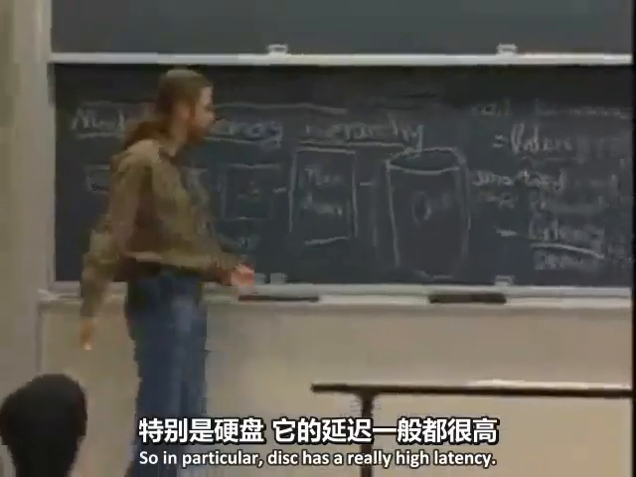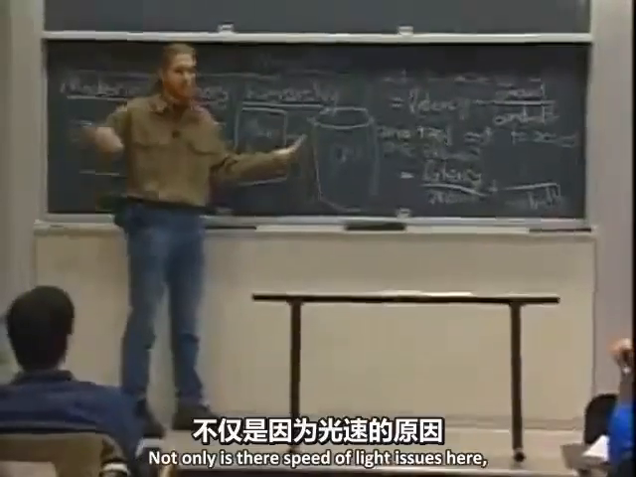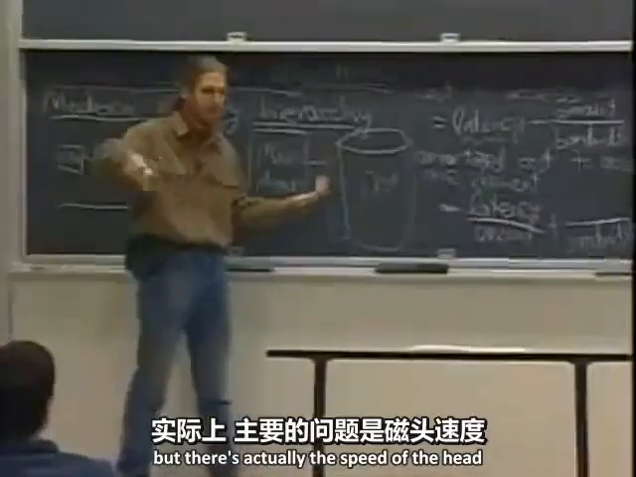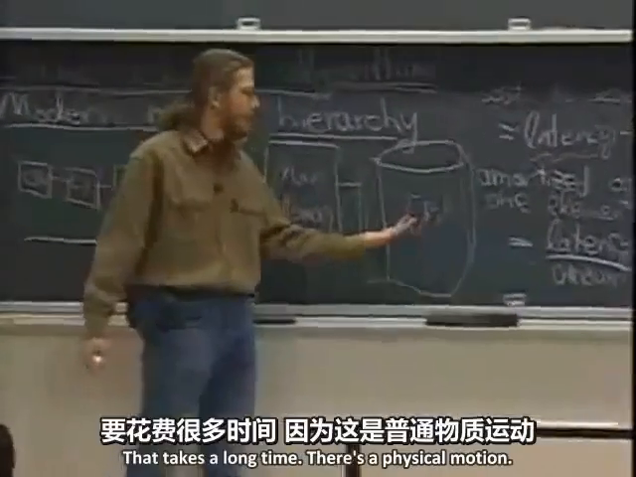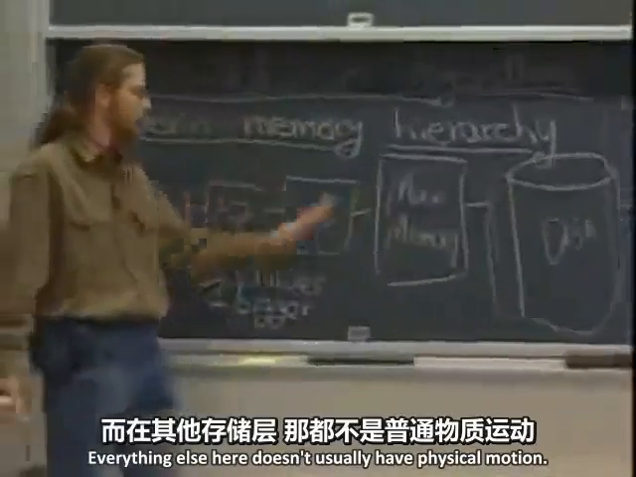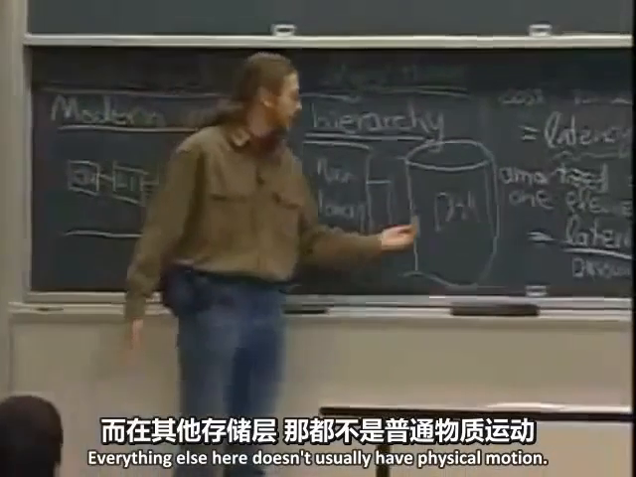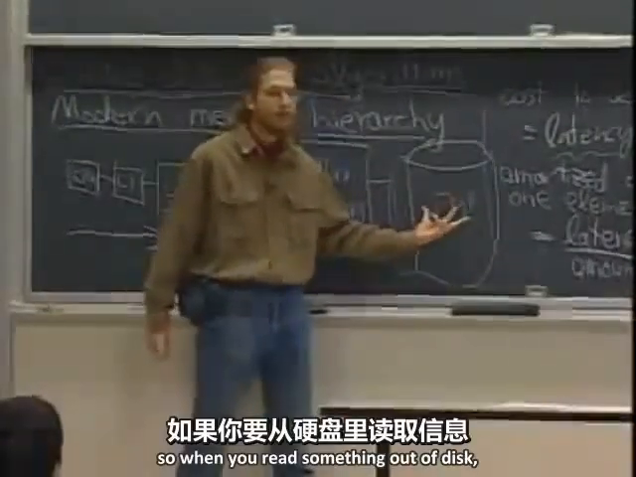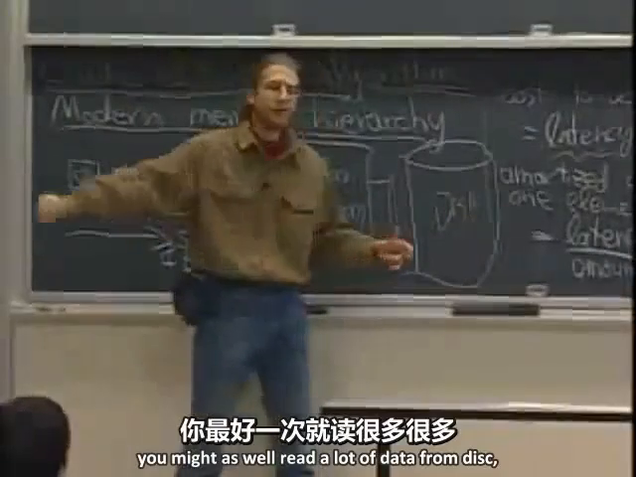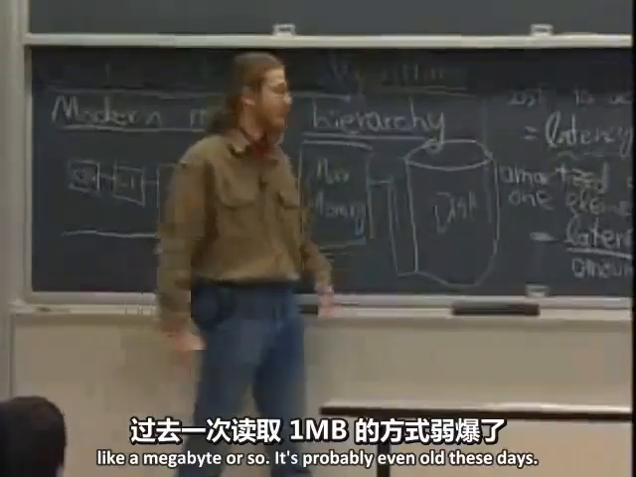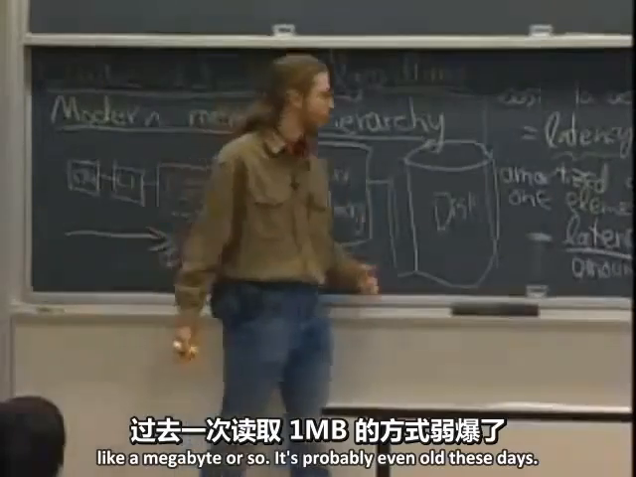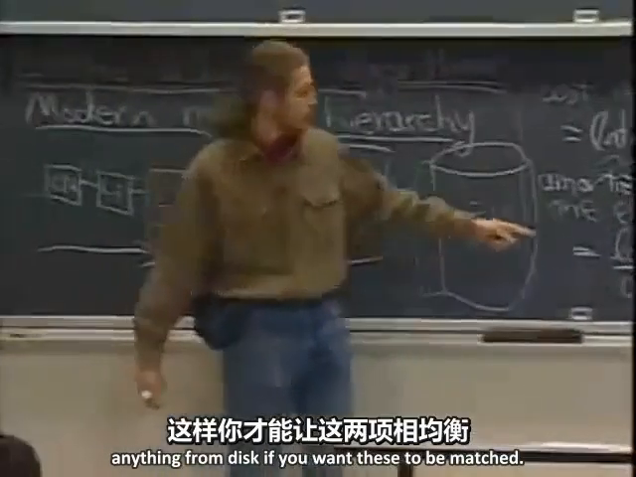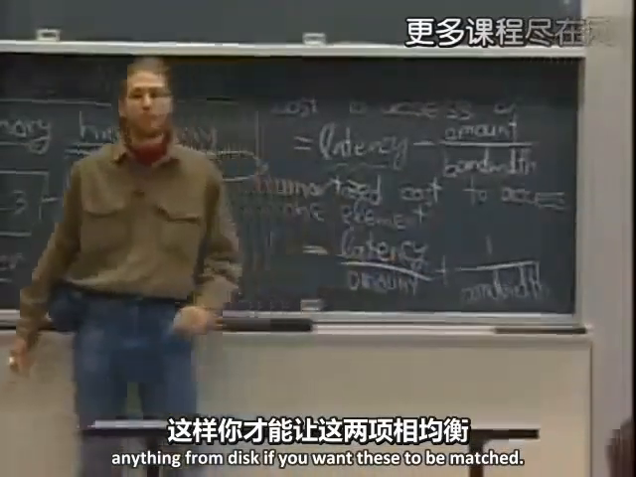In particular, disk has a really high latency. Not only are there speed of light issues here, but there's actually the speed of the head moving on the tracks of the disk. That takes a long time. There's a physical motion. Everything else here doesn't usually have physical motion. It's just electric. So this is really, really slow in latency. So when you read something out of disk, you might as well read a lot of data from disk, like a megabyte or so. It's probably even old these days. Maybe you read multiple megabytes when you read anything from disk, if you want these to be matched.